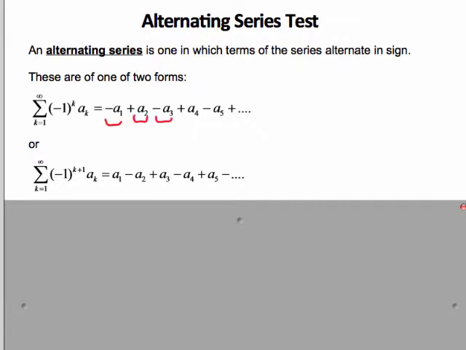So that can be of one of two forms. They can start off negative, positive, or start off positive, negative. And so our series are of these two forms. You'll notice that we use -1 to an exponent to change the terms between positive and negative. So these are called alternating series.